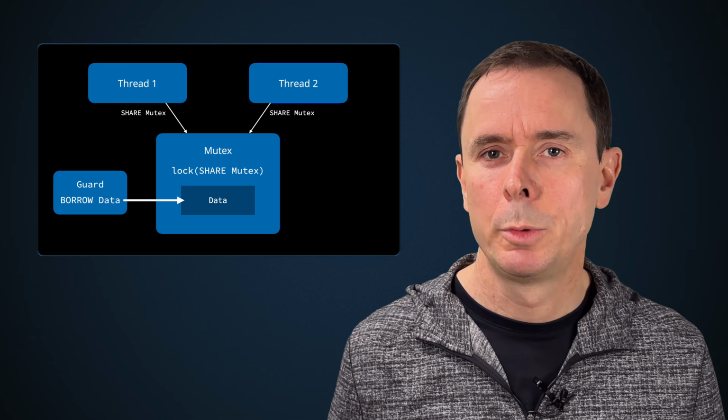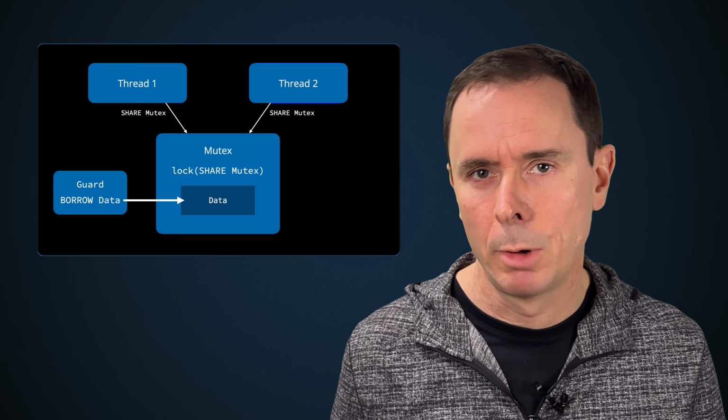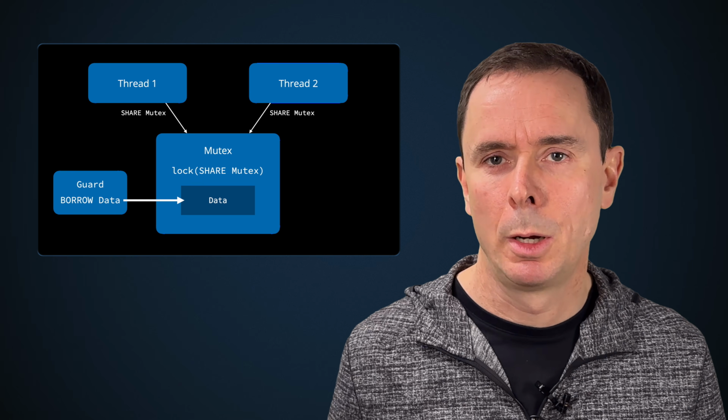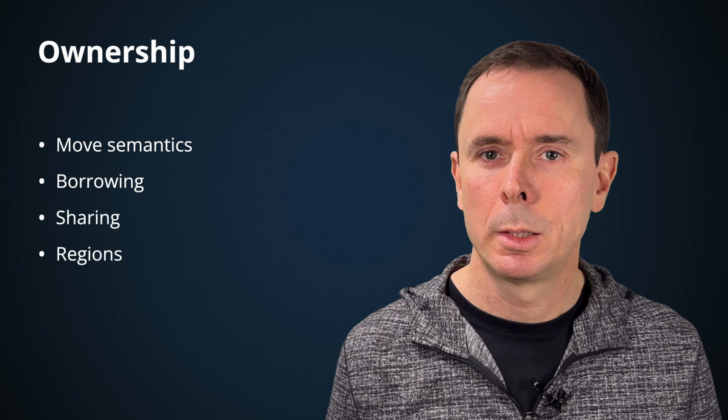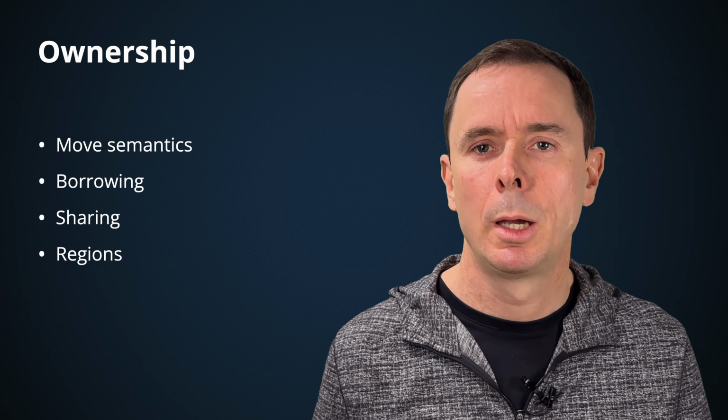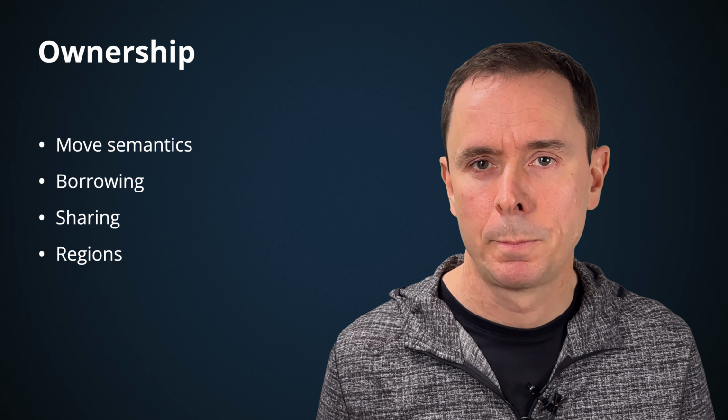It's not possible to misuse the mutex and cause a data race because the compiler enforces the borrowing rules on the mutex API. And mutex is just one example. There are channels, atomics, work stealing queues, all kinds of options. They're all built in library code using these basic ideas of ownership. It turns out that these basic primitives, move-only types, borrowing, sharing, and regions, are incredibly useful.